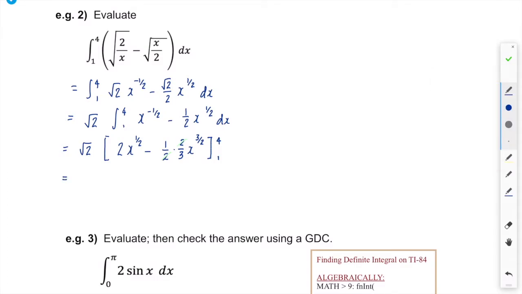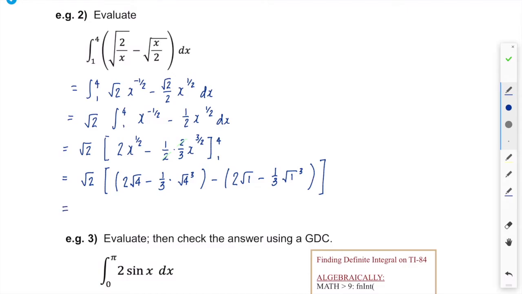And now I can actually evaluate this part. Okay, substituting the upper bound first. I have 2 times the square root of 4 minus 1/3 times the square root of 4 to the power of 3, minus 2 times the square root of 1 minus 1/3 times the square root of 1 cubed. I would just show it for the sake of showing my work. You can skip this line or the one substitution if you like later.